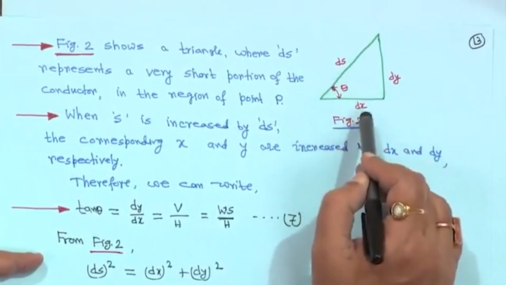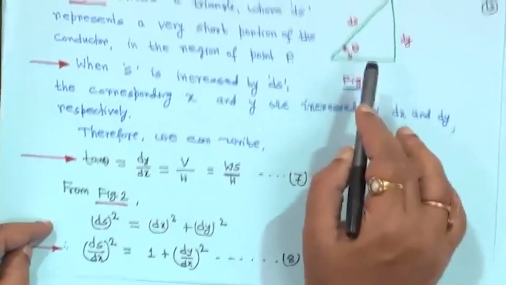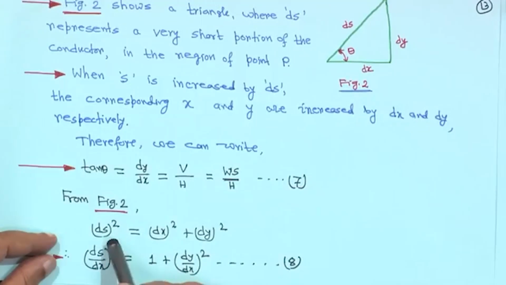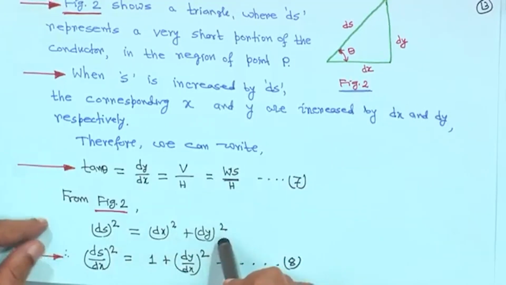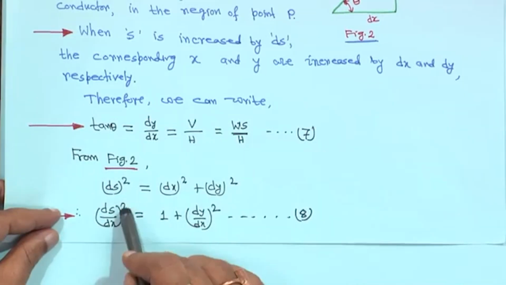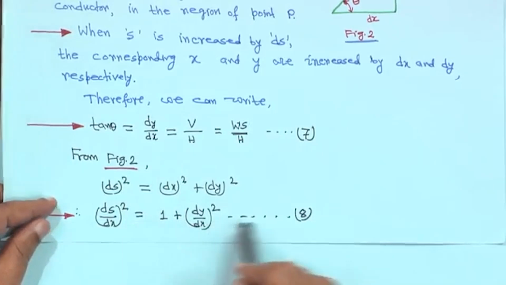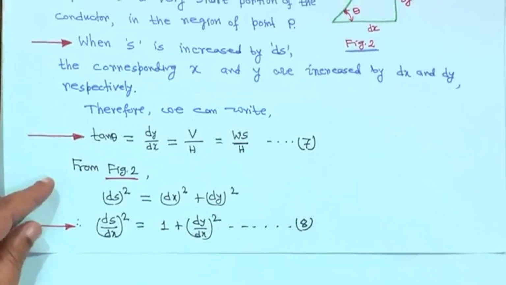So, d square is equal to dx square plus dy square. That means, from figure 2, from this figure, d square is equal to dx square plus dy square. Just divide both sides by dx. So, (ds by dx) whole square is equal to 1 plus (dy by dx) whole square. This is equation 8, right.